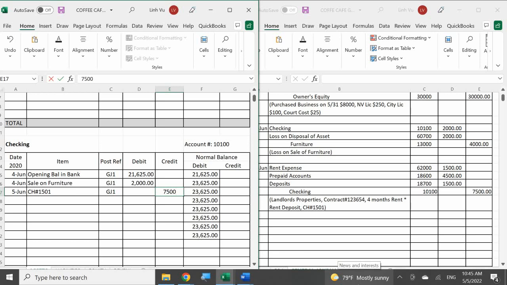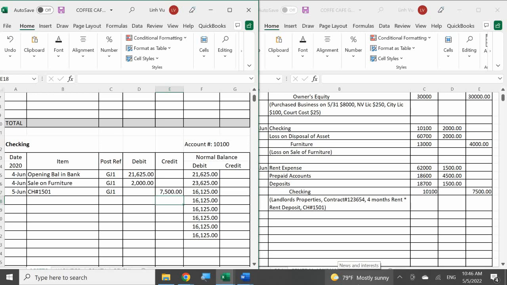So if I started with $23,625 and I just spent $7,500, that's going to give me a remainder of $16,125. Okay? Because I just spent $7,500 from my checking account. So I should now have a checking balance of $16,125. So that's the ledger. Okay?